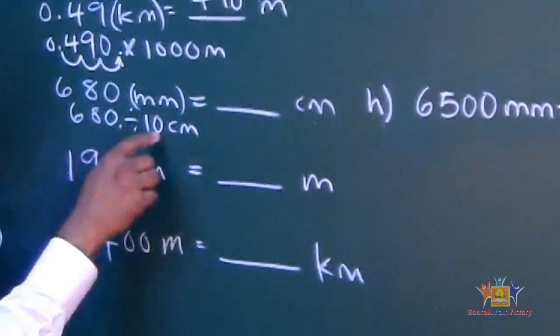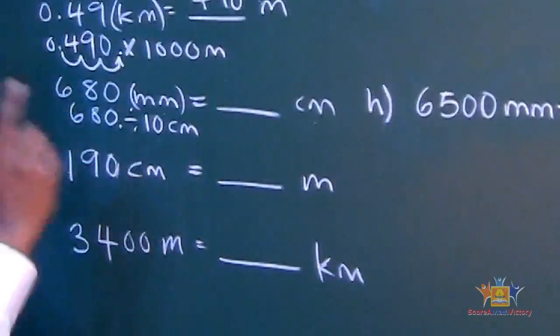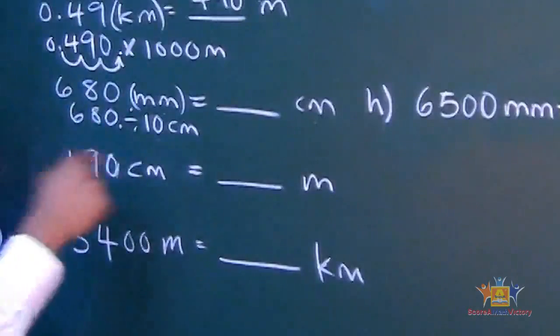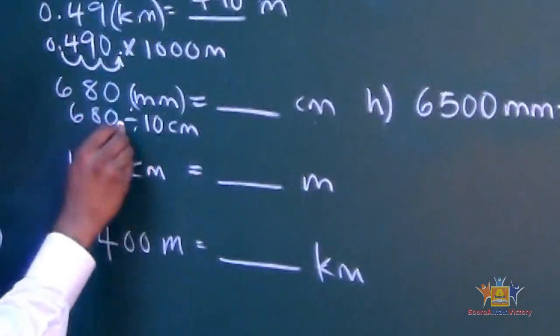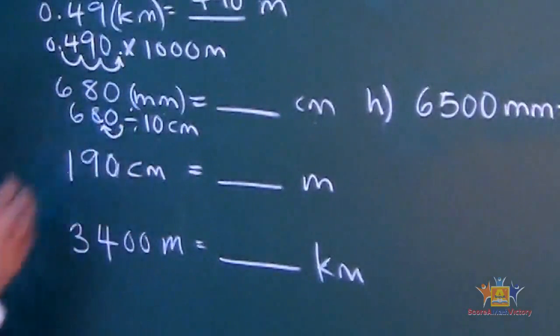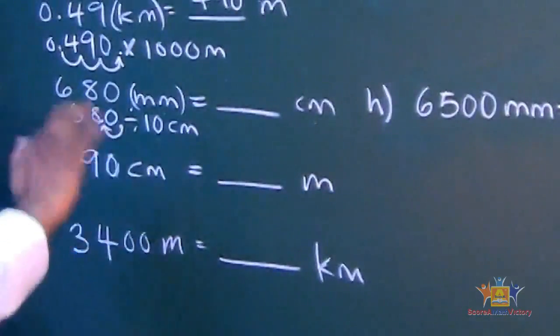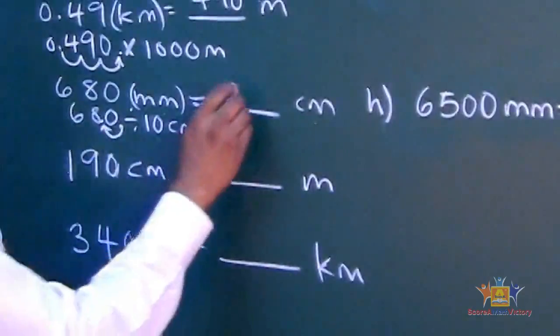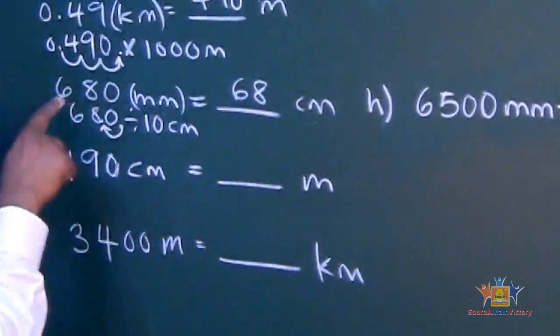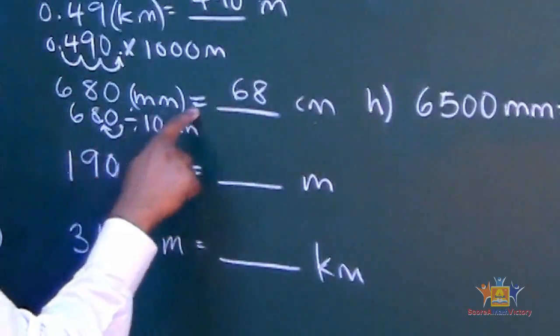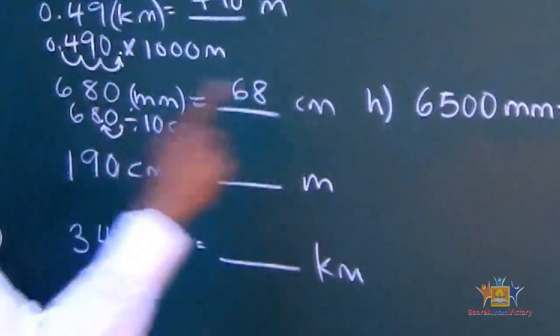1 time. Why 1? Because 10 only has 1 zero. To which direction? To your left, because I'm dividing. See that? So I'm going to move it 1 place and put the decimal right there. So it becomes 68.0, the 0 has no value, I'm just going to drop it and put 68. So 680 millimeters equals 68 centimeters.